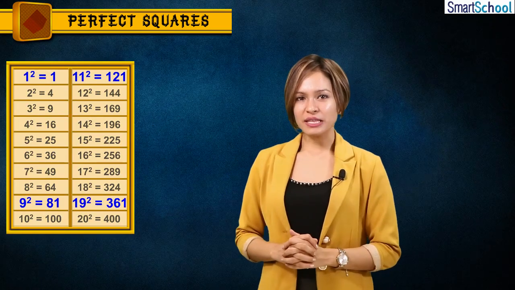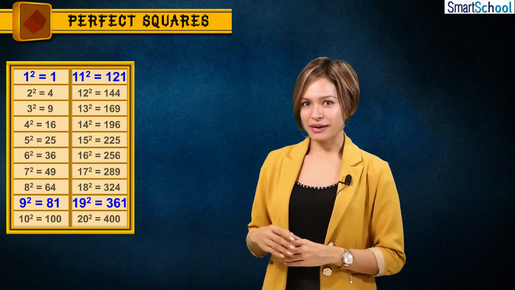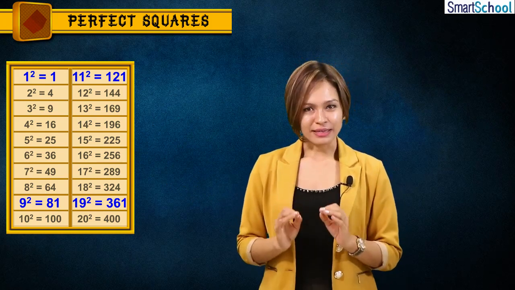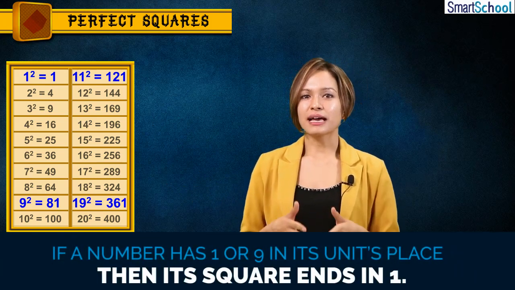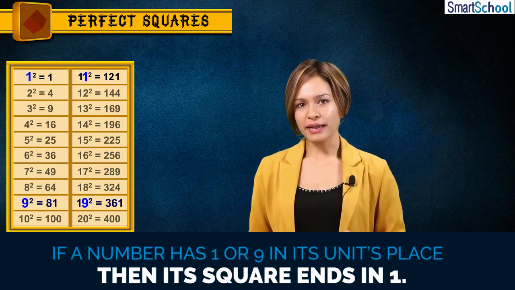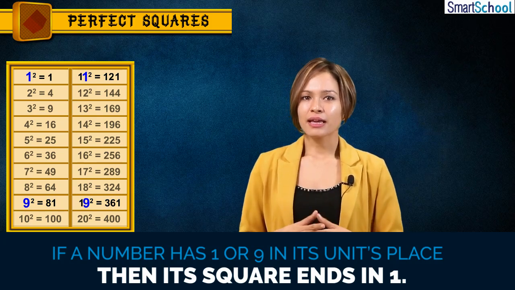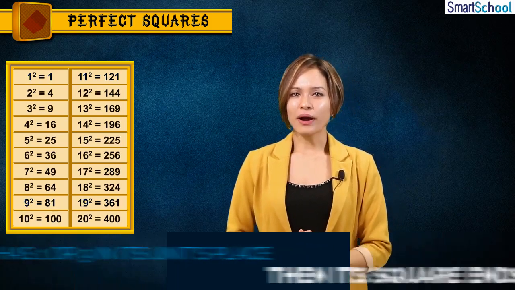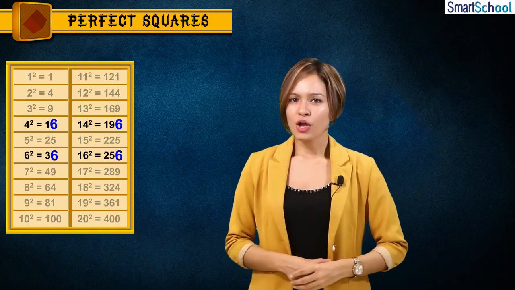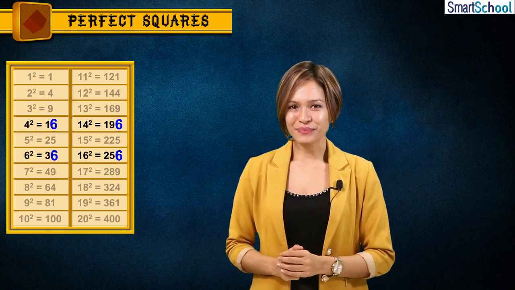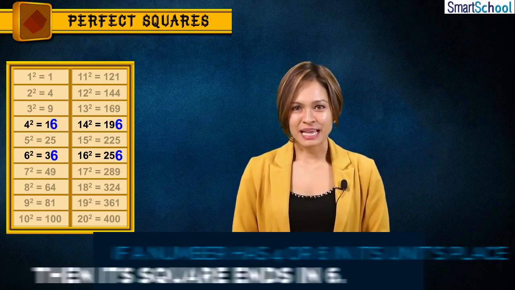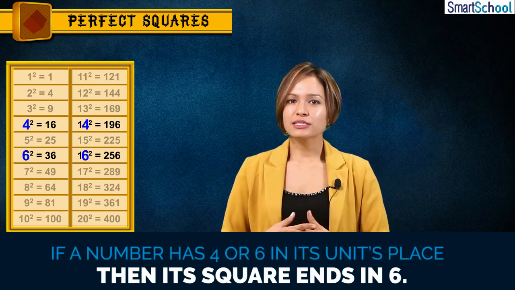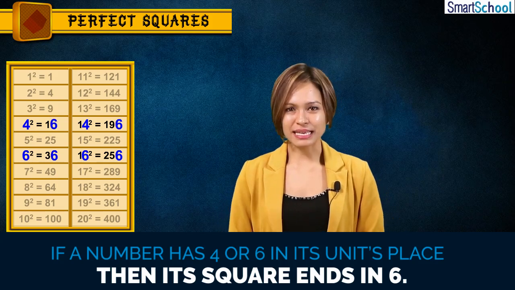Now, let's observe these highlighted numbers and their squares. What do you see here? Yes, it is clear from this that if a number has 1 or 9 in its units place, then its square ends in 1. Now, let's consider square numbers ending in 6. What property do you see in these? Yes, if a number has 4 or 6 in its units place, then its square will always end in 6.